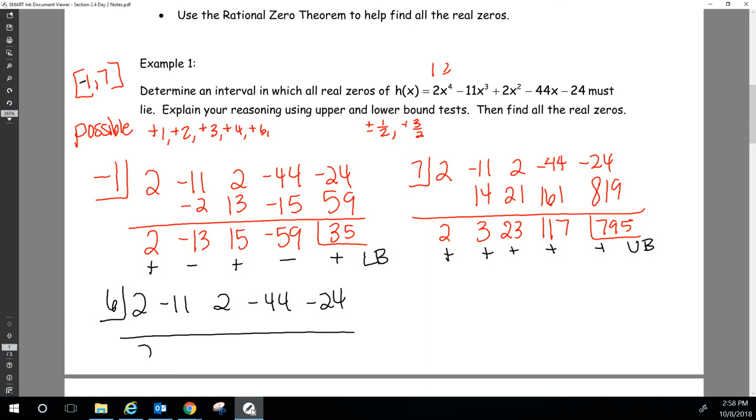When we try 6, 2 times 6 is 12, minus 11 is 1, times 6 is 6, 6 plus 2 is 8, times 6 is 48, minus 44 would be 4. 4 times 6 is 24. Yep, that is a good 0.